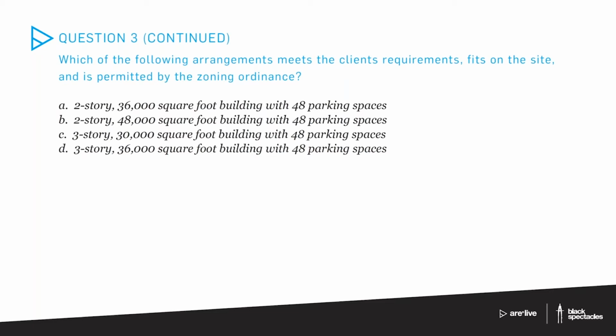And at this point, I also like to take a peek at the answer choices before I even read through the question. So here we can see that, looking at choices A through D, the differences in the choices really come down to 2 factors: the number of stories and the total size of the building. Each answer has 48 parking spaces in it. So by default, parking can't be a driving factor in this answer unless it really affects if the building can fit on the site.